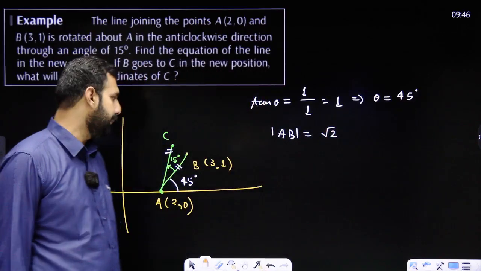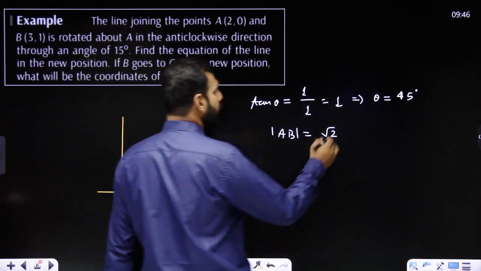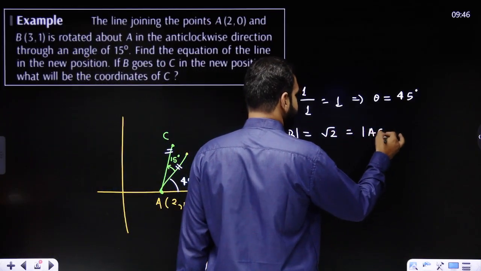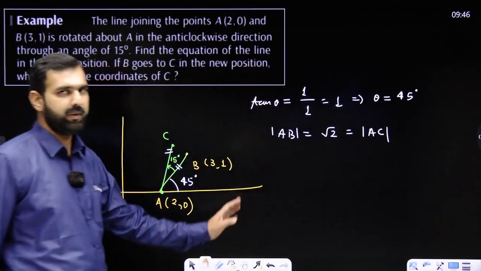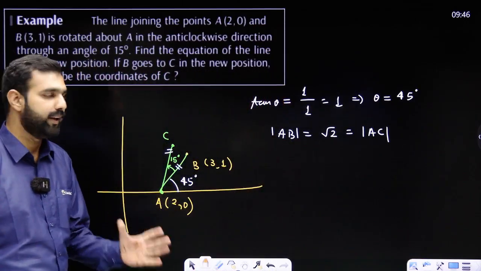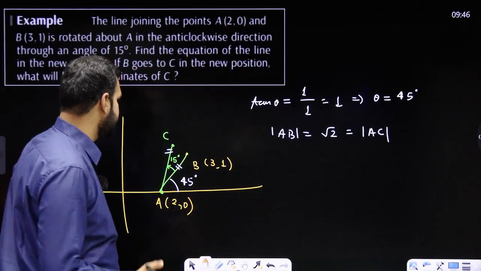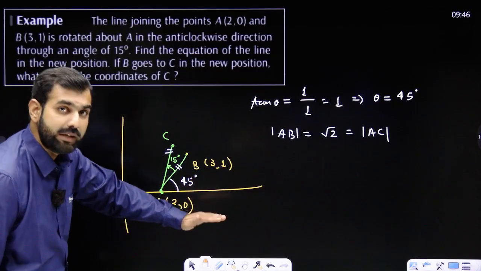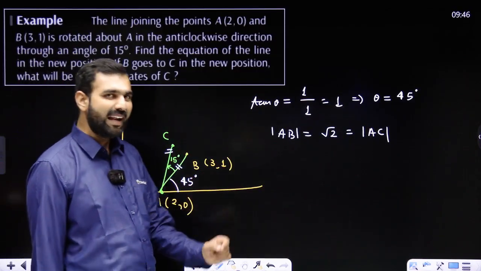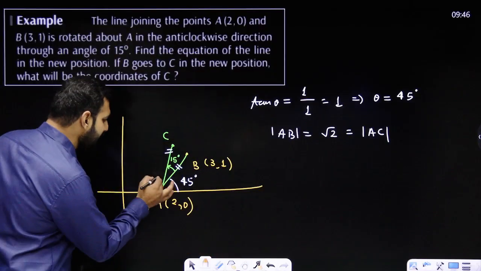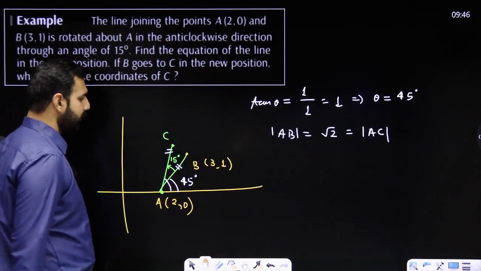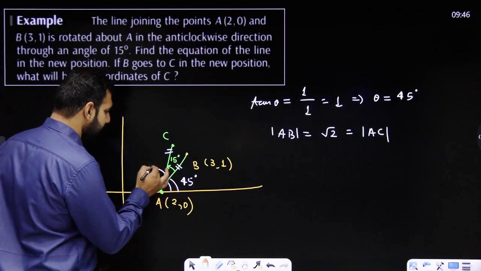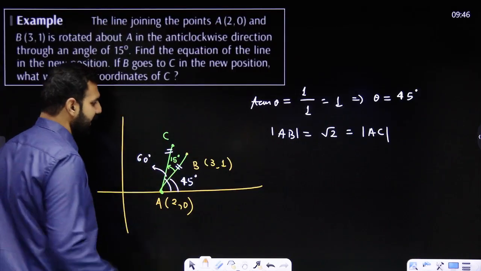That's the distance AB. The same distance will be held by AC. Can I say so? That AB and AC are going to be of equal length. Apart from this, what I know so far is that if this was 45 degrees, and this was rotated further by 15 degrees in anti-clockwise direction, this angle now is going to be 45 plus 15, nothing but 60 degrees.